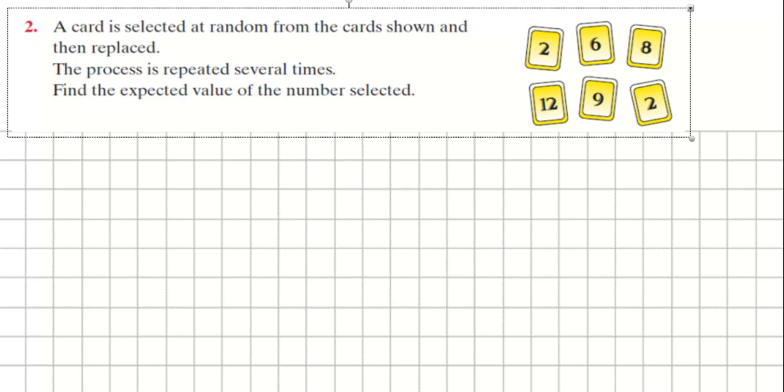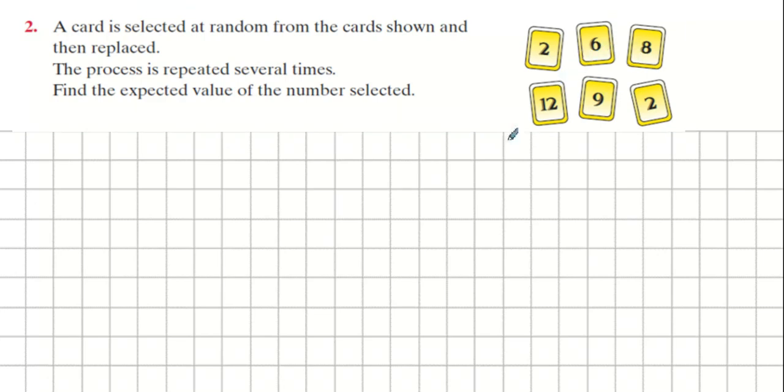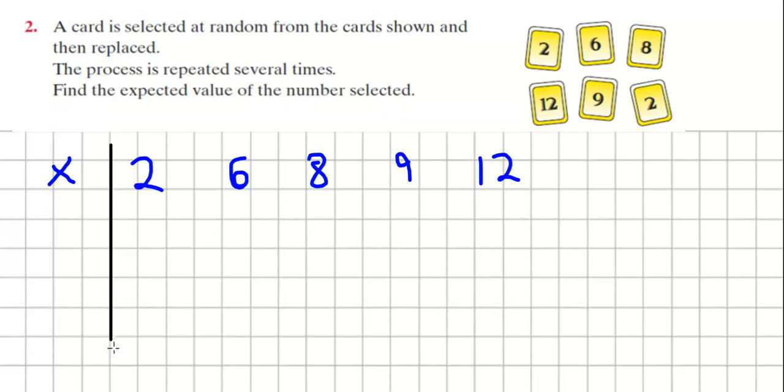So what you do is you write down all the different outcomes. So what are all the different outcomes? Anybody? 2, 6, 8, 9, and 12? Okay. So we refer to this as X. X is what can you possibly get from playing the game.